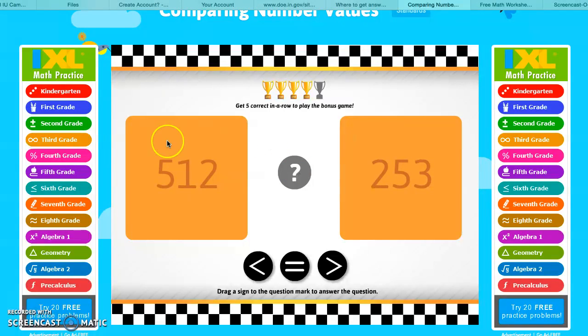Okay, we have 512 and 253. Look at the hundreds spot, 5 and a 2. The 5 is bigger than the 2. So 512 is greater than 253.